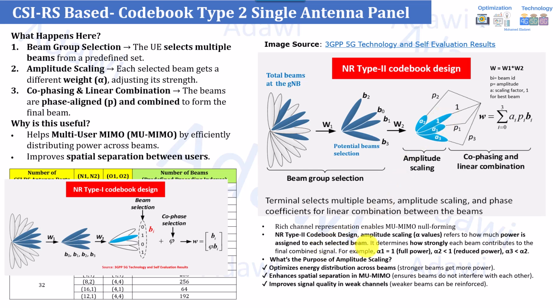For example, if you read the bottom figure here, it's saying that in the Type 2 codebook design, this is amplitude scaling, which is the alpha value, which is newly added compared to the previous examples we have reported before. It's saying that the alpha value refers to how much power is assigned for each of the selected beams, right? So this determines how strongly each beam contributes to the final combined signal. Here I assume, for example, alpha 1 is 1, so this means full power. And alpha 2, for example, is less than 1: I need less power in this direction, so I need to reduce the power in this direction. And also for the remaining alpha 3 and alpha 4. So this is just explaining that I need full power in this beam, while for those I need to reduce the power, for example, in this particular direction.